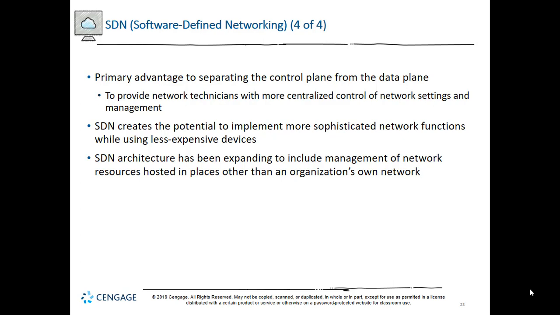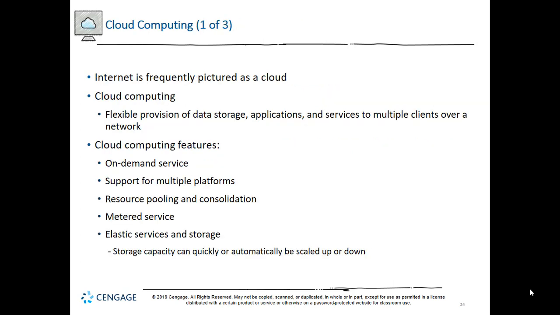Now we want to take a look at cloud computing. On network diagrams, the internet is frequently drawn as a cloud, where you can access information stored on web servers around the world. The image captures something essential about modern networking. Cloud computing refers to the flexible provision of data storage, applications, or services to the client over the internet.